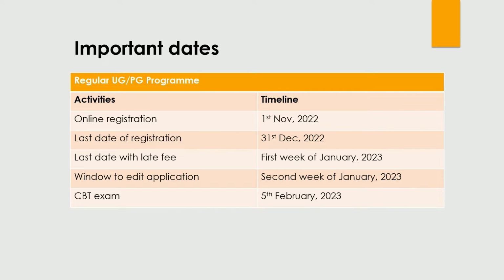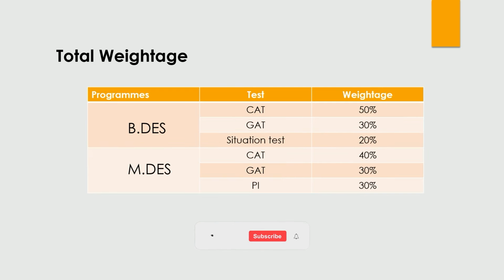Now let's look at some of the important dates. So the online registration for NIFT UG PG program started on 1st of November 2022. The last date of registration is December 31st, and the last date with late fee is first week of January. Window to edit application will start from second week of January, and the CBT exam will be on 5th February 2023.